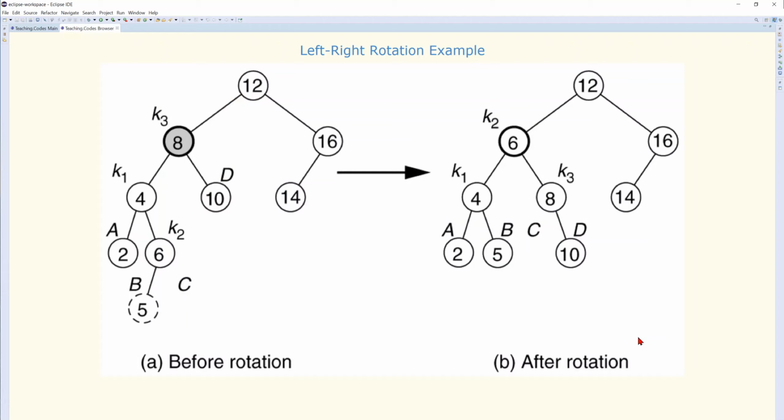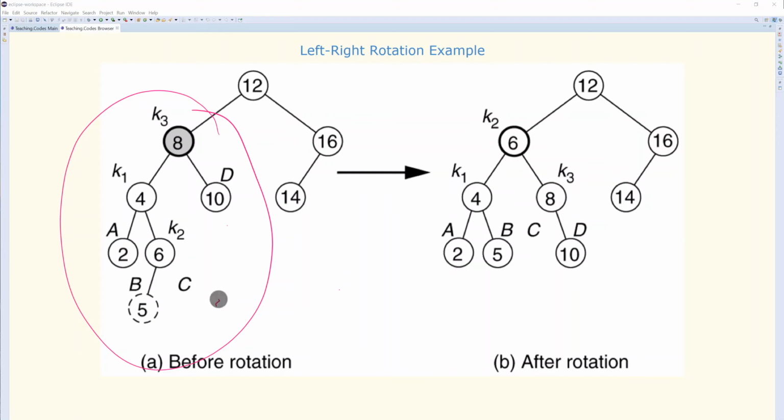Again, another example. See, the imbalance is caused by a node that's getting inserted into the middle tree, not under 2, but under 6. That's why we need that double rotation. So again, we try to solve the problem here, but first we're going to solve it here. Once we solve it here, then the other part will be solved.